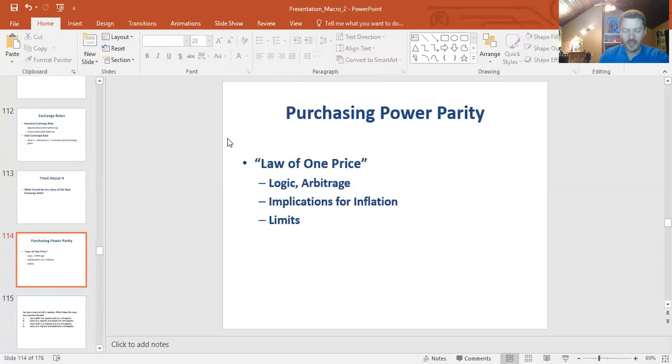But furthermore, there are other barriers. There are other limits on arbitrage. For one thing, there can be barriers to trade, right? Maybe you can't just simply buy French wheat and come and sell it in America. There may be trade restrictions. There could be tariffs in place, or there could be other export restraints or import restraints in place that could prevent that arbitrage from happening.